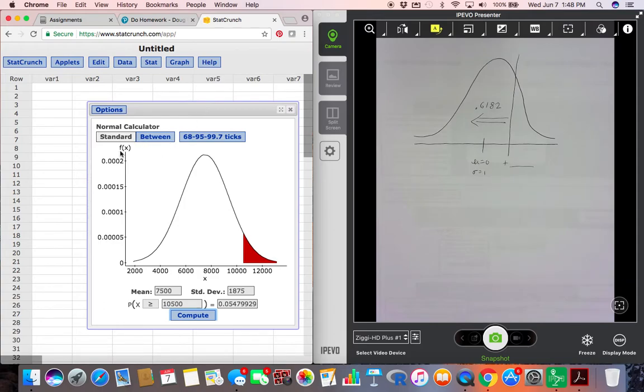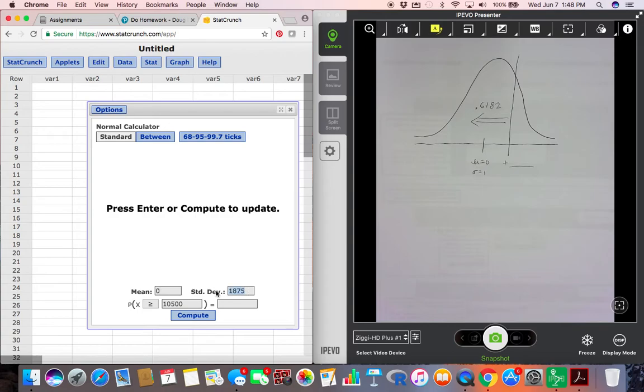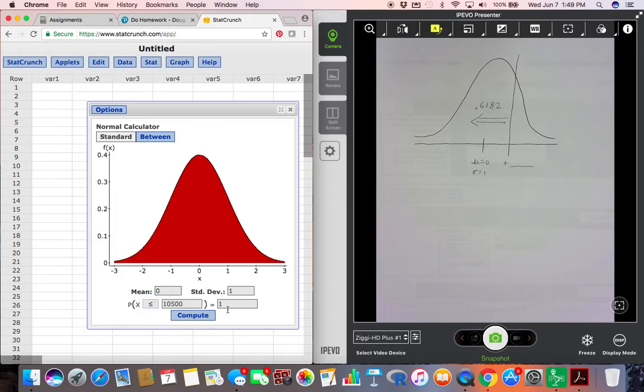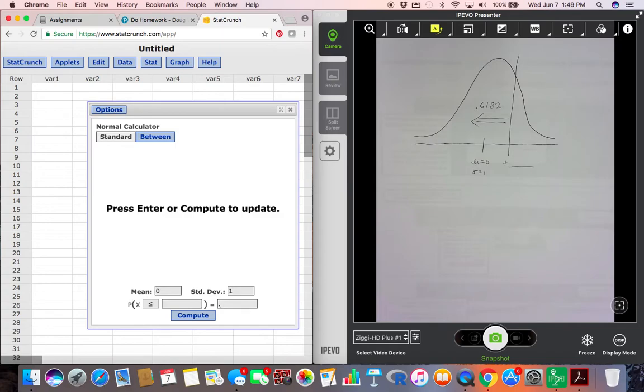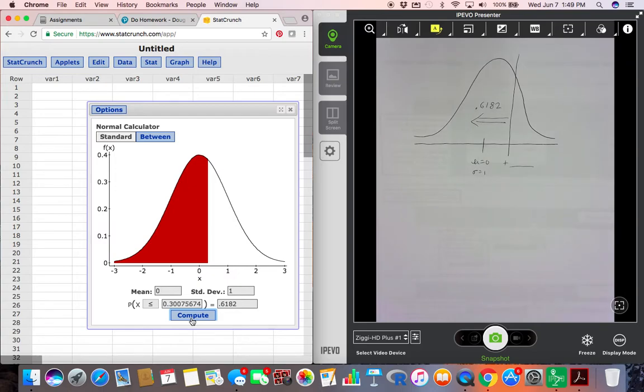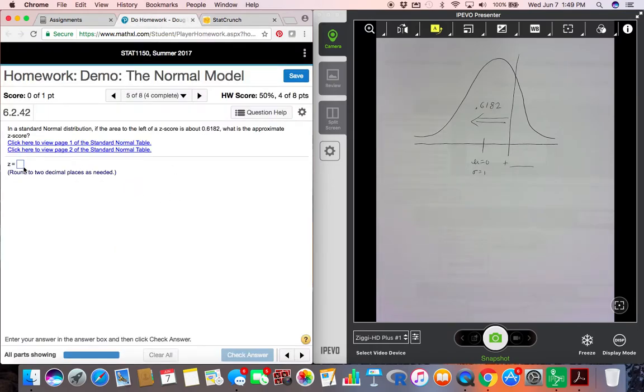So I would want standard, I want a mean of 0, standard deviation of 1. I want the area to the left, and I want the area to be 0.6182. So 0.3008. So let's see how they want us to put it in. 2 places, 0.30.